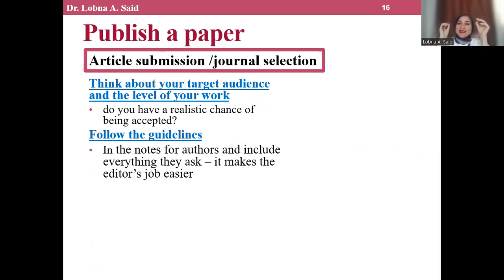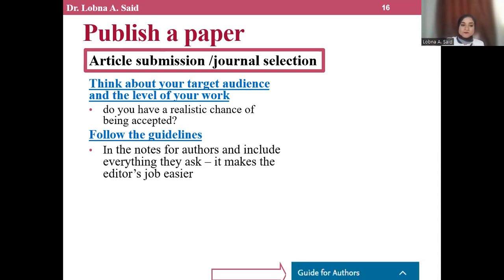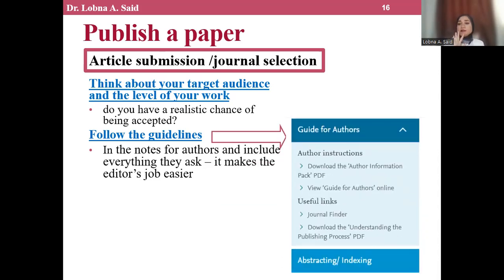Why? Because you make the editor happy if you follow the guidelines. If you didn't follow the guidelines, it will be hard. Maybe you get rejected from the first step. Maybe you will get so many emails: no, it's not okay, no, it's not correct, and so on. So you have to make the editor happy. You have to follow the journal guidelines, and they can easily be found on any journal website.